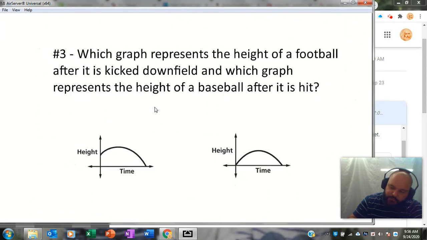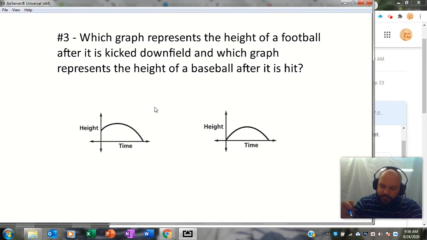Now it says which graph represents the height of a football after it's kicked downfield, and which graph represents the height of a baseball after it is hit. So we're going to have to assume when they say kick a football that they are kicking it on a kickoff. It's not a punt, it would be a kickoff. So which of those is the accurate graph? Because you can see they both represent time and height.